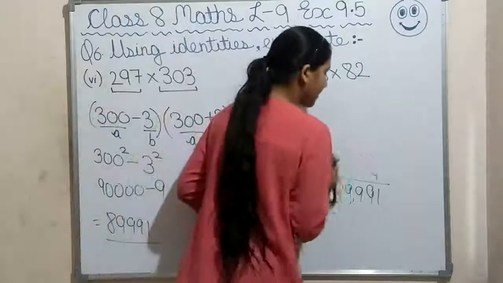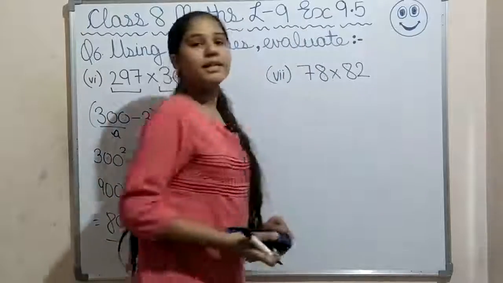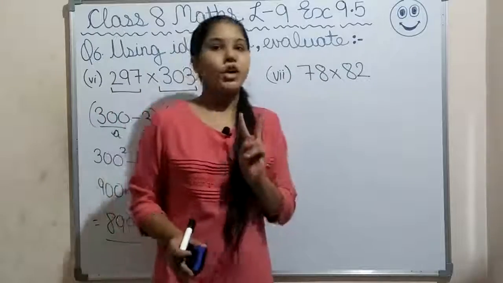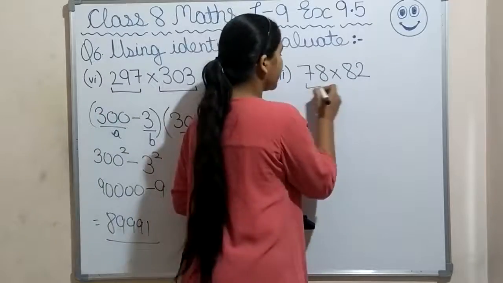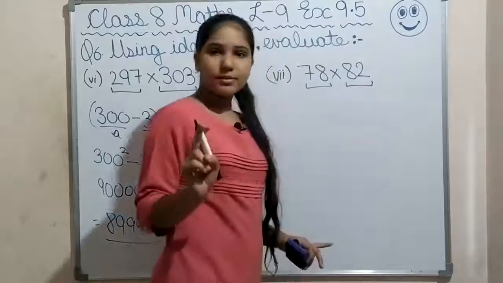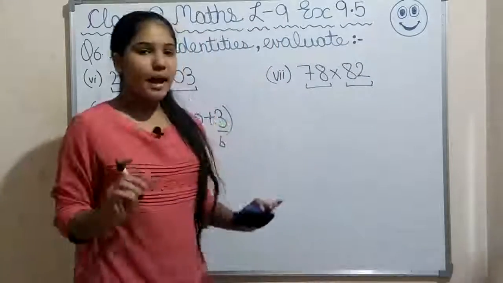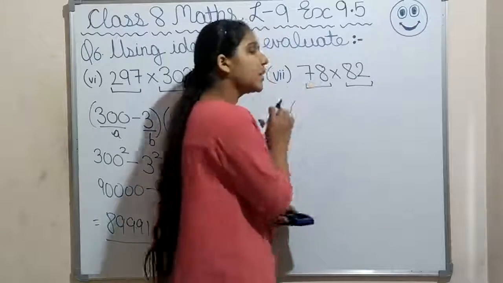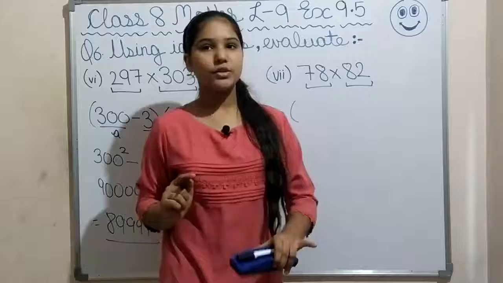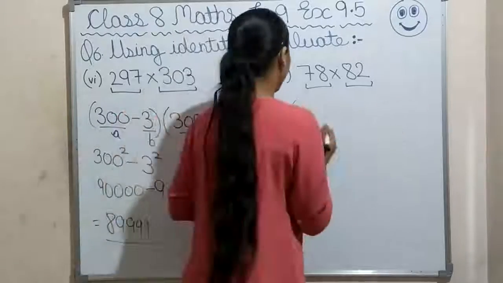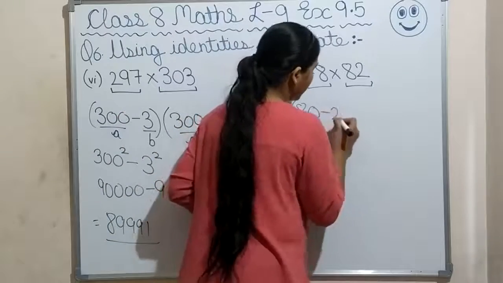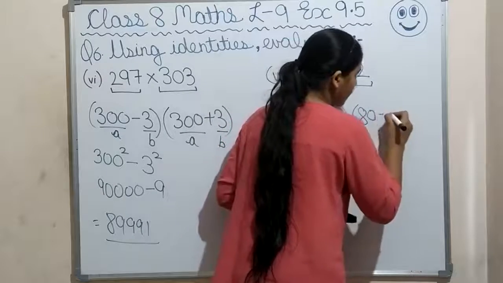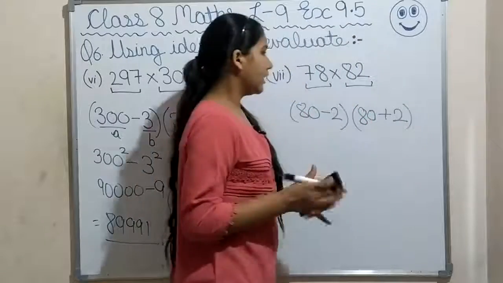Let's come to the seventh part. The seventh part is 78 into 82. Here also two terms are given. We are going to expand 78. It is closest to 80, so we write it as 80 minus 2. Then 82 we can write as 80 plus 2. 80 plus 2 is 82.